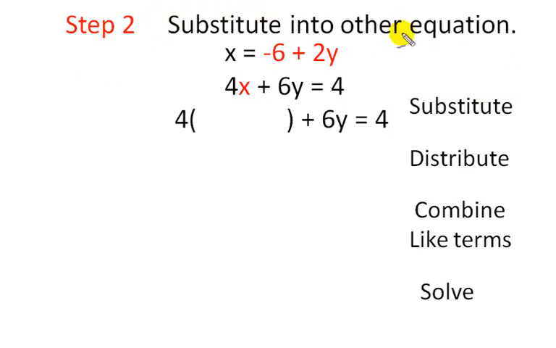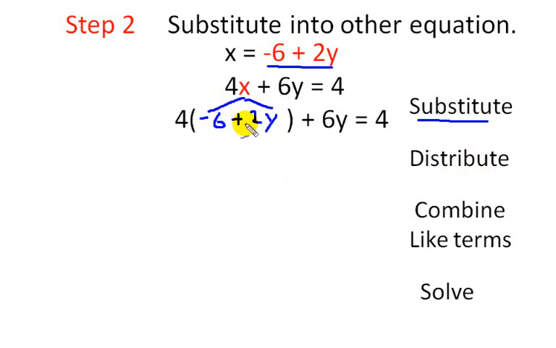We're going to substitute into the other equation. So this is my revised equation from step 1. I solved for x, and now since I know x is equal to negative 6 plus 2y, I'm going to substitute that in for x. So for this x, I'm going to substitute in what x is equal to, which is negative 6 plus 2y. Okay, now we just did our substitution step.